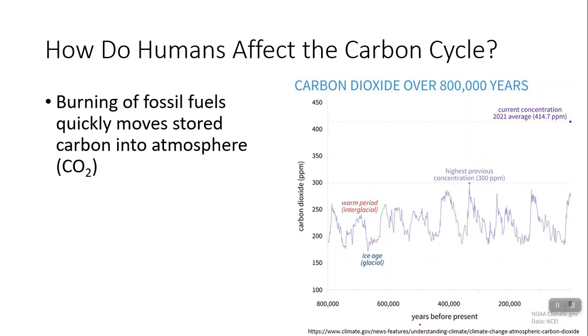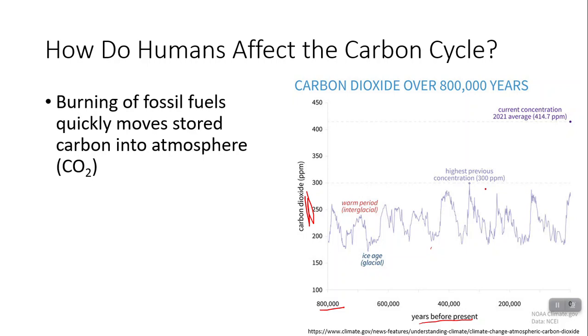So this graph is showing years before present. It starts at 800,000 years ago. And then here's the concentration of carbon dioxide in the atmosphere in parts per million. If you don't understand that measurement, don't worry, we're going to talk about that in more detail later. So what you see is this kind of natural cycling of carbon dioxide in the atmosphere. And there are some peaks, there are some minimum levels. Mostly minimum levels tend to be associated with ice ages.